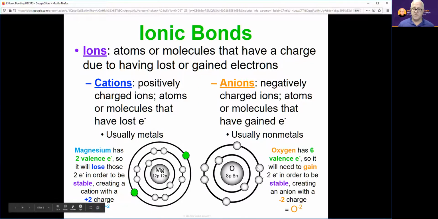Oxygen has 6 valence electrons, which means that it needs 2 to become stable. It's easier for oxygen to get 2 valence electrons than it is to give away all of its valence electrons. So oxygen has a -2 charge. So cations are positively charged, anions are negatively charged.